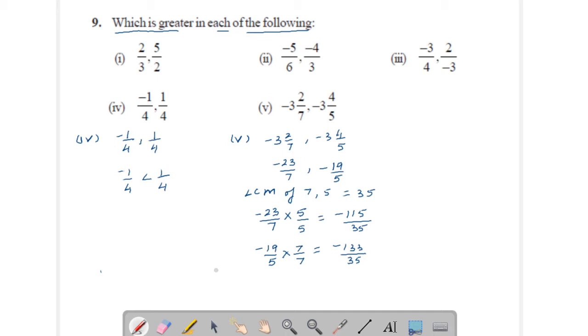Therefore, you can say that since minus 115 upon 35 is greater than minus 133 upon 35, therefore, minus 3 2 upon 7 is greater than minus 3 4 upon 5.